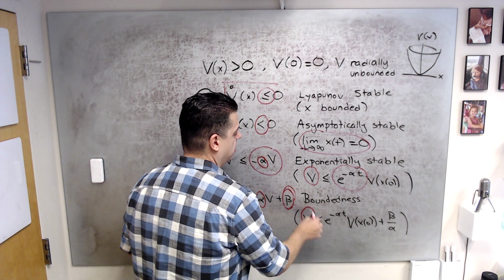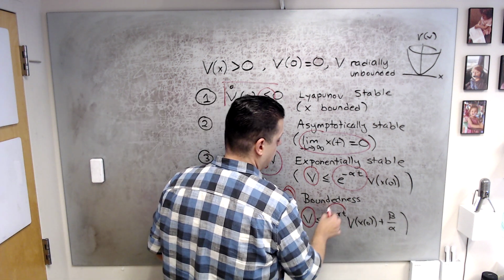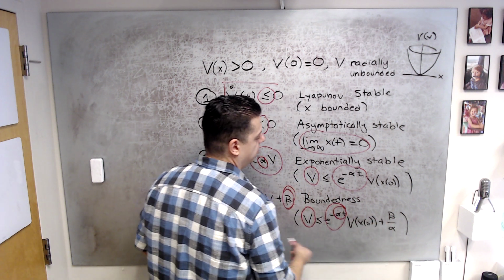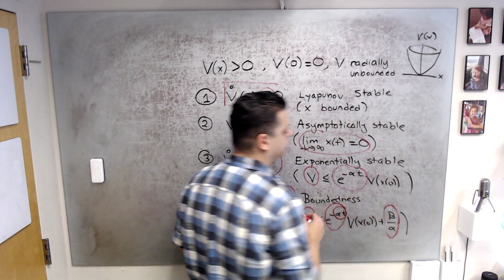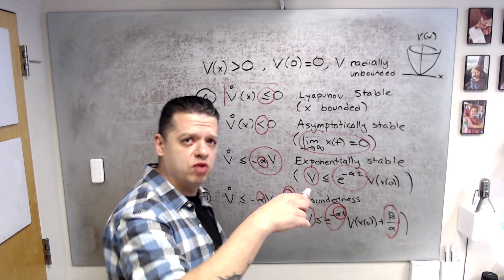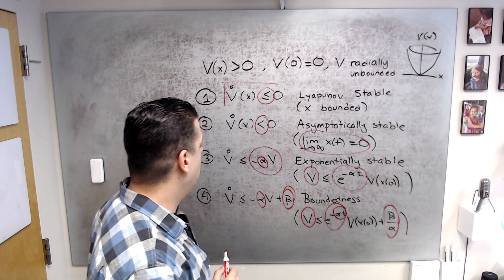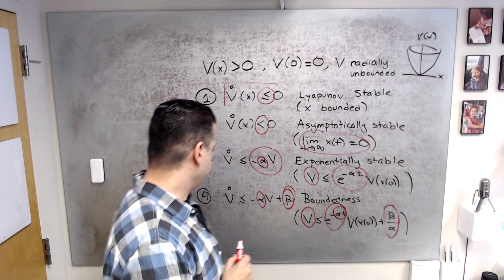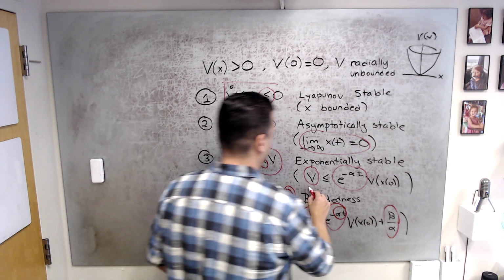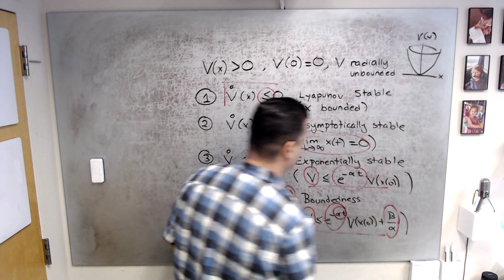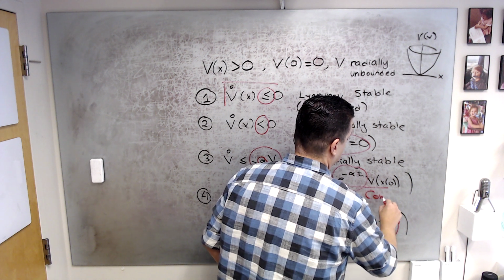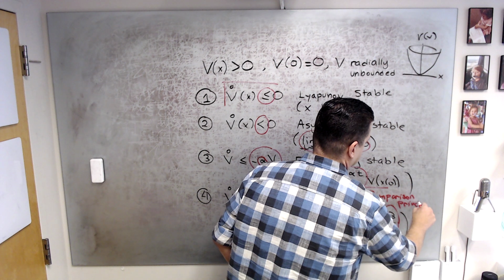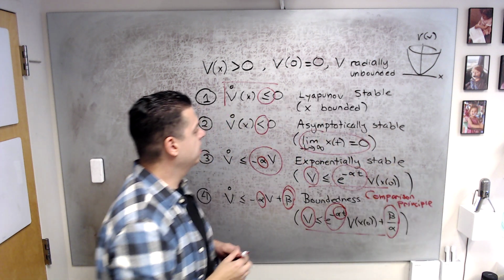Your V will be upper bounded by this, and after this time passes, alpha is positive, the trajectories will converge to that bound, so you will be trapped inside that bound. In this case, we say the state is bounded. And basically, to obtain this form and this form, we are going to use the comparison principle. I'm going to talk about that.